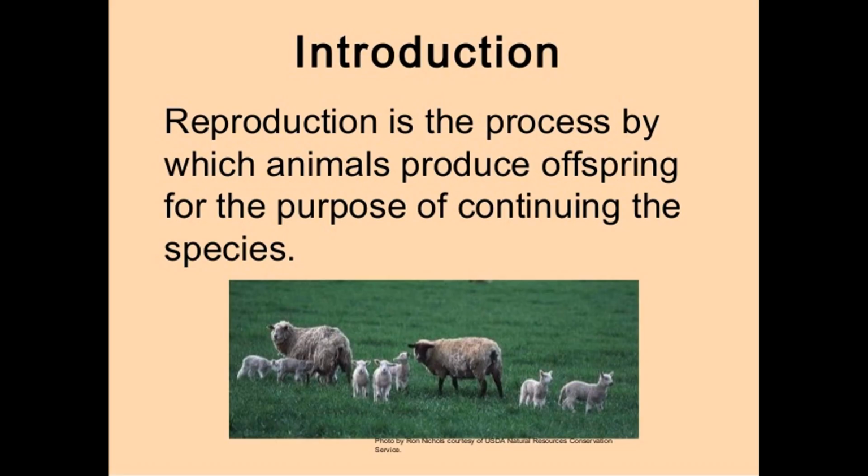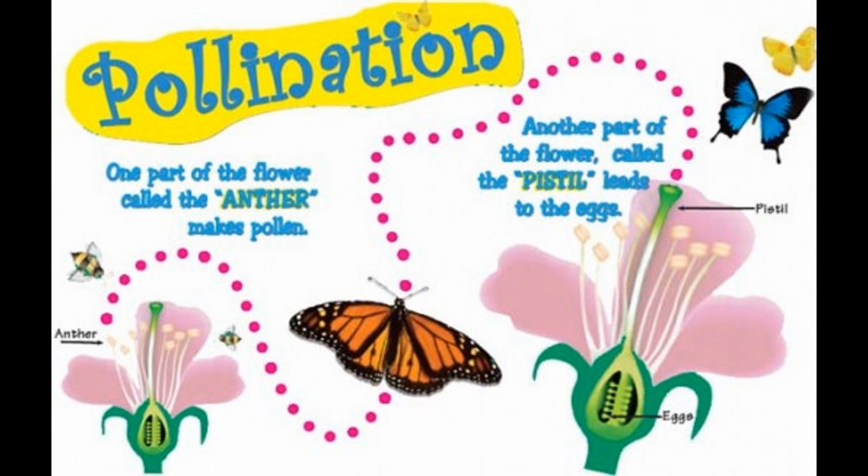Then we have an introduction to reproduction. Reproduction is a process by which animals produce offspring for the purpose of continuing the species. Then we have pollination. In pollination, one part of the flower called the anther makes pollen, and another part of the flower called the pistil leads to the eggs.